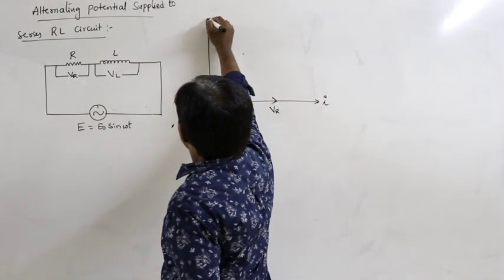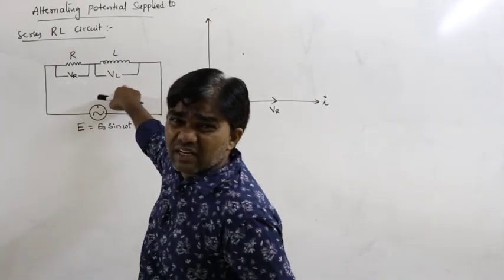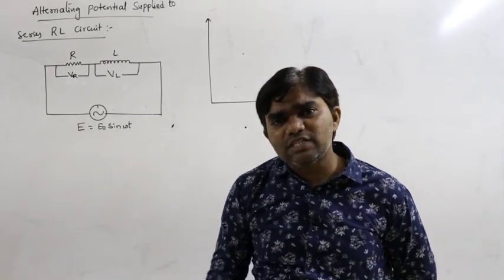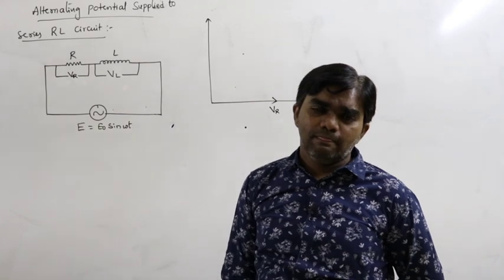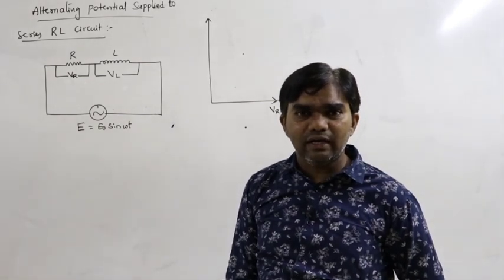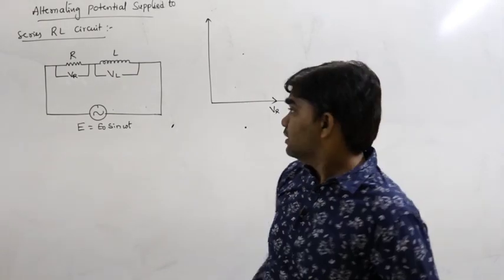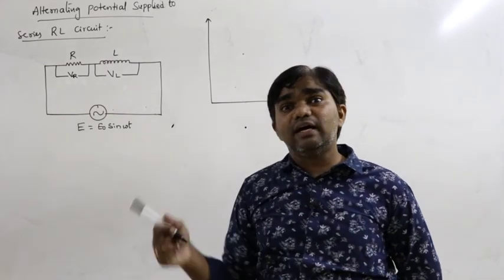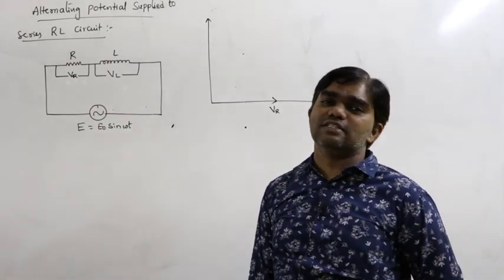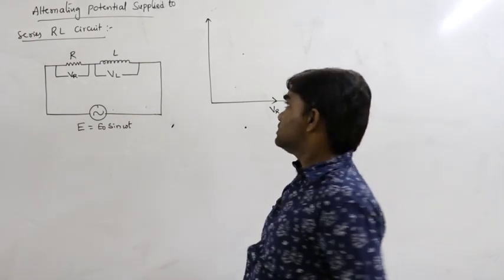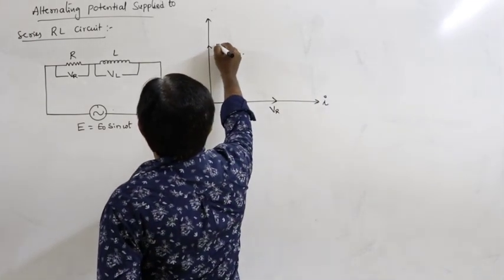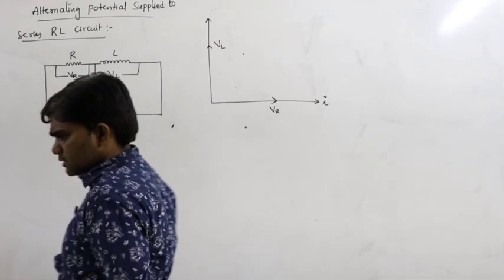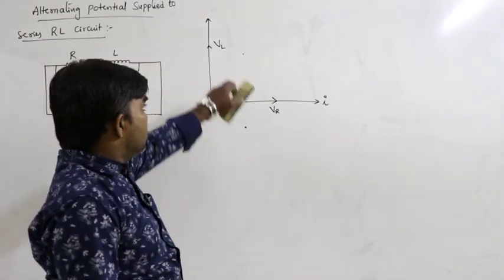Next, in case of a pure inductor, if a pure inductor is connected in the circuit, what is the phase difference between the EMF and current? The phase difference is 90 degrees. So does EMF lead or does current lead? Definitely EMF leads. So that's why this is VL, and VL must be represented like this.